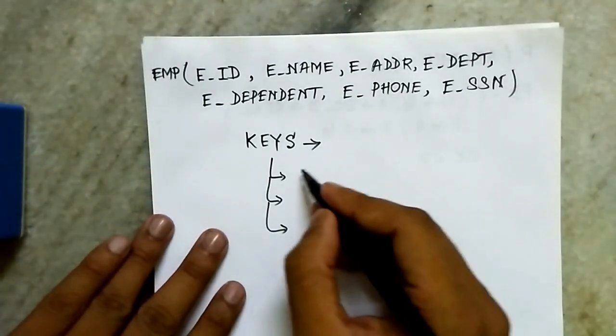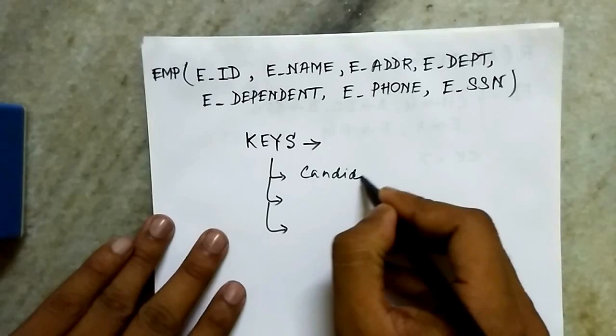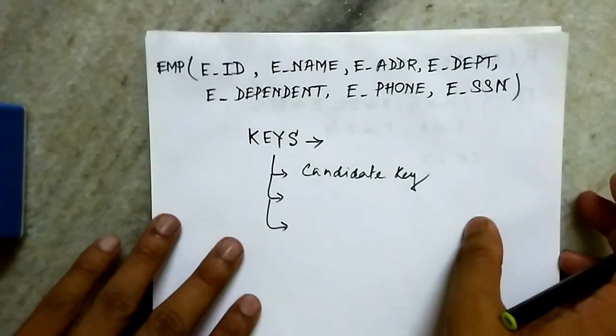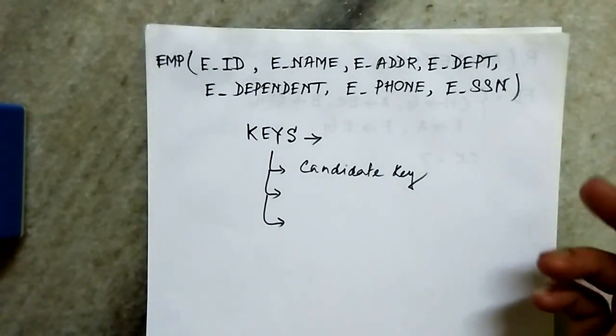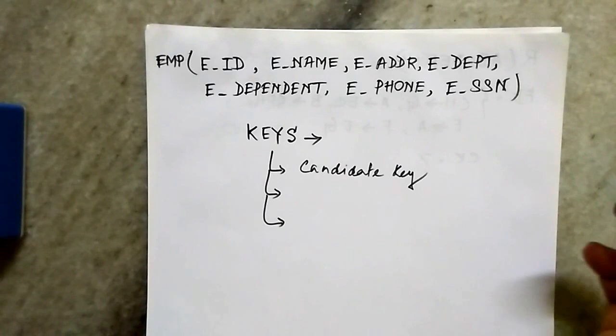There are three types of key we will discuss here. First is candidate key. What is candidate key? A candidate key is a key which will uniquely determine or define an instance or a tuple of a table.